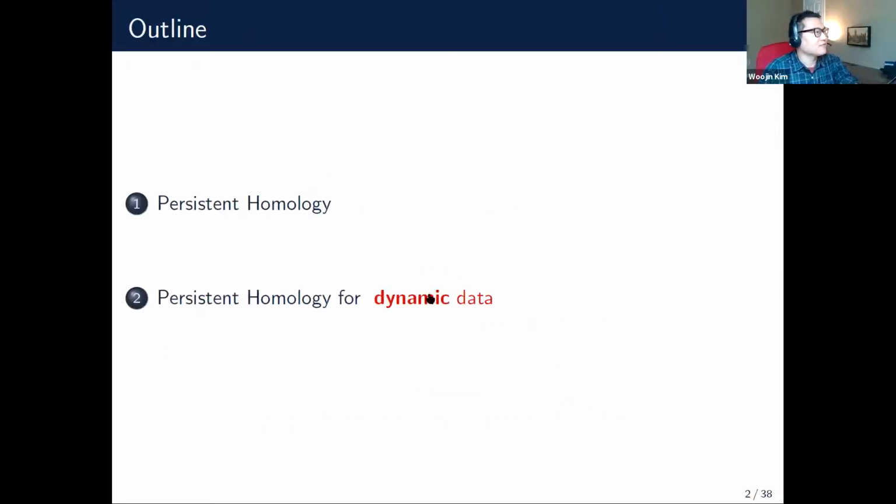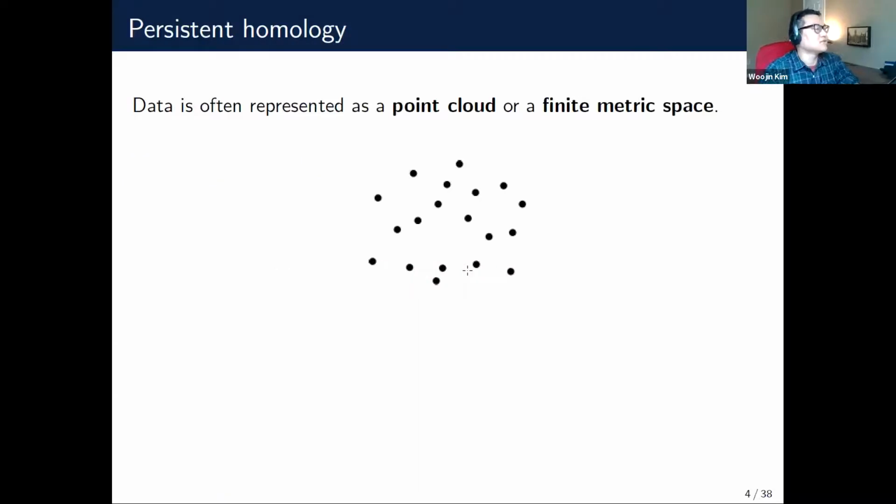So let me start with the ideas of persistent homology, and we are going to move on to how to use persistent homology for studying dynamic data. So data in practice is given in the form of a point cloud, or more generally, a finite metric space. For example, we can sample a finite number of points from a manifold, and we might want to infer the shape of the underlying manifold by looking at the finite sample.